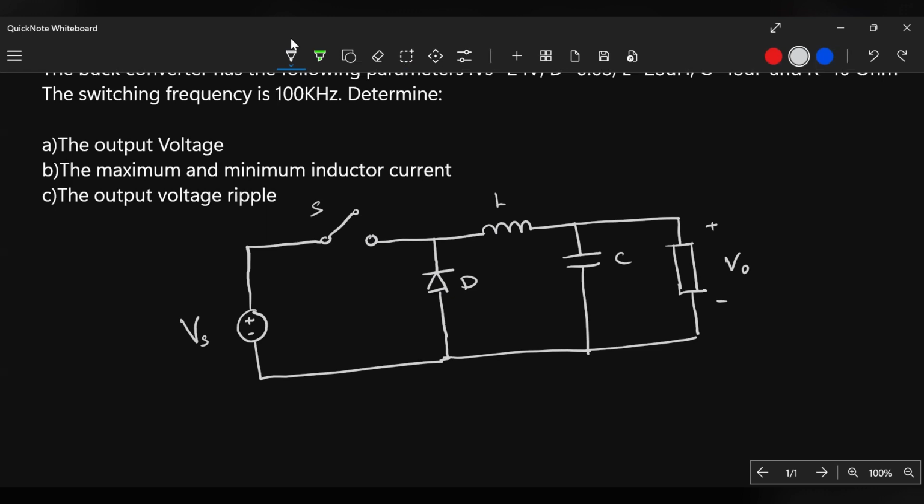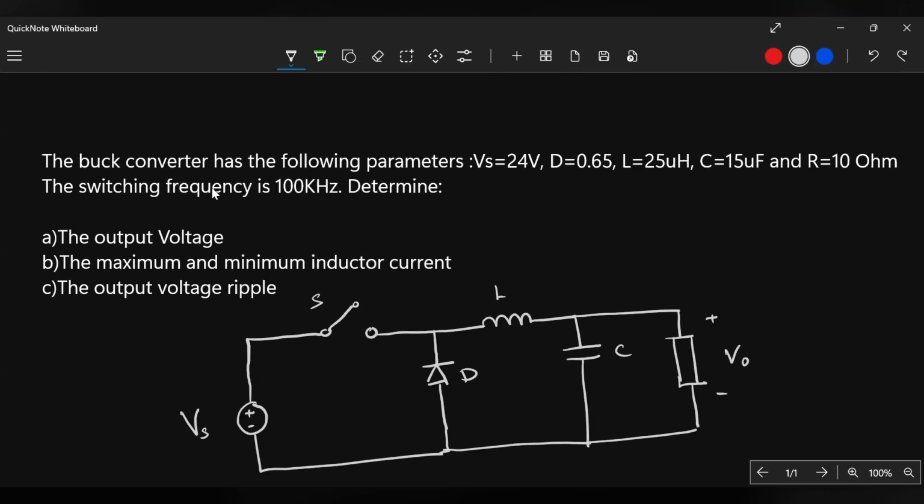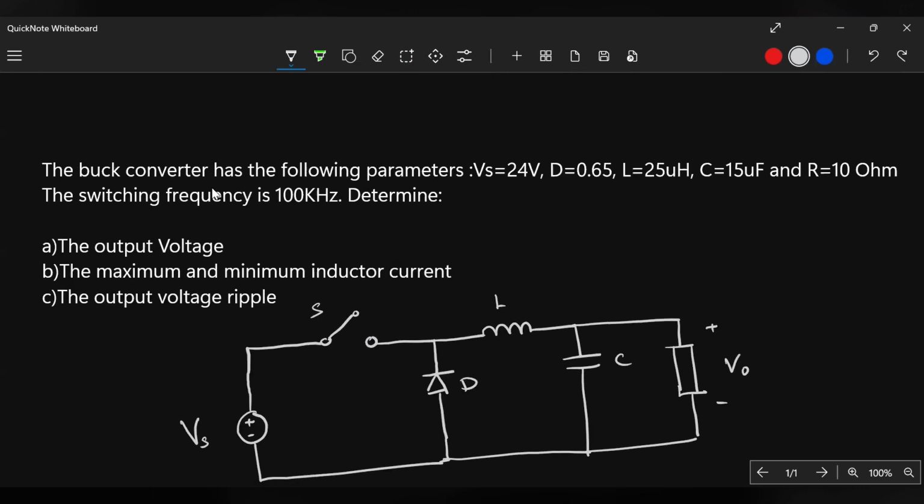So you have a switch here, and this switch will be switched based on the frequency given, how fast it is switched on and off. Here we are told the switching frequency is 100 kilohertz, meaning this transistor is switched 100,000 times in a second. This switching has an effect on the output voltage. How fast you switch it also determines how much voltage you are going to get on the output.